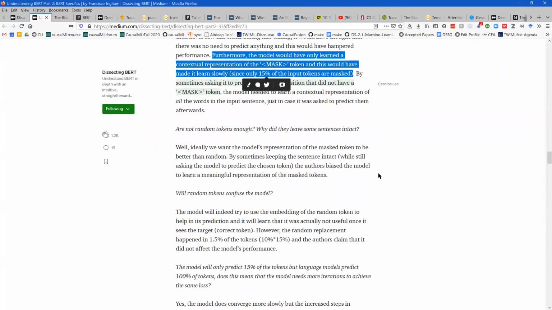Yeah, so I understand why some of the words are left intact, because otherwise the model won't have any guidance as to how, what it should be doing. But what about the random? I don't understand why it's being confused, why it's being given random words. Random incorrect words, actually. Random incorrect words, yeah.